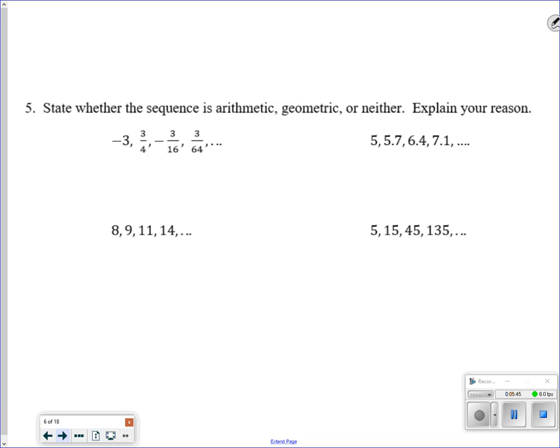Now, just state whether the sequence is arithmetic, geometric, or neither. Arithmetic, it has to add or subtract the same number. Geometric, it has to multiply. Sorry, a little confusing there. Let's try that again. Add or subtract the same number. Has to multiply by the same number. Or if it doesn't do either one of those, we're going to say neither. Only reason you would have to explain your reason is basically saying it's adding something each time, or it's subtracting something each time, or it's multiplying. That's what it's asking for when it says reason here.